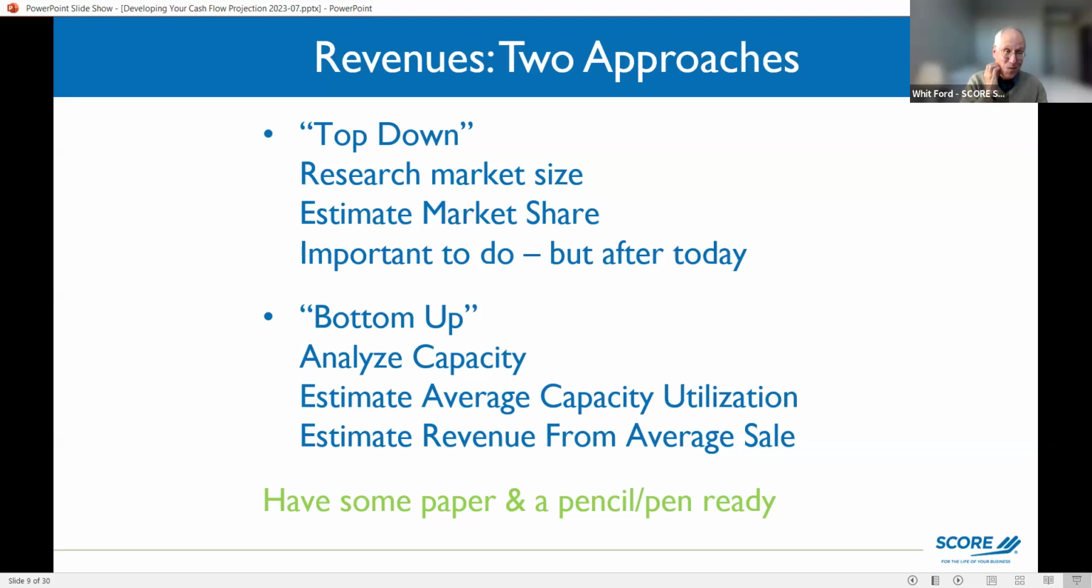The problem is the local market doesn't necessarily grow at the same rate the national market does. You may have heard the expression at times that if the national economy gets a cold, the New England economy gets the flu.